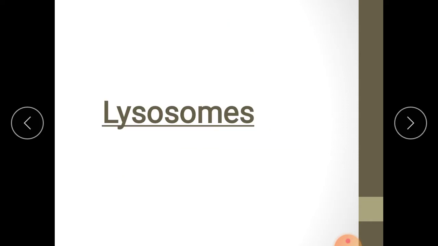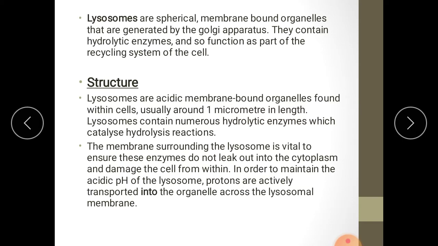So today I am going to discuss another important cell organelle present in eukaryotes or animal cells, lysosomes. Lysosomes are spherical membrane-bound organelles that are generated by the Golgi apparatus. They contain hydrolytic enzymes and so function as part of the recycling system of the cell.